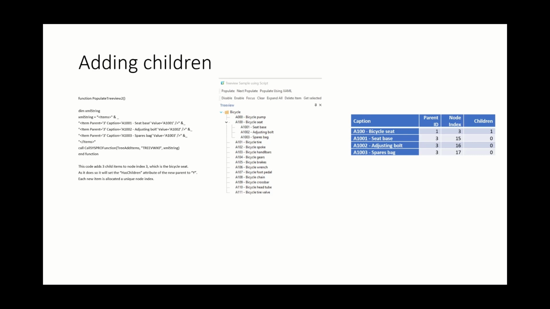So typically the tree expand event. So when somebody in this instance clicked on the bicycle seat, it would fire a tree expand event, and then we would go and get the children and populate the tree view.